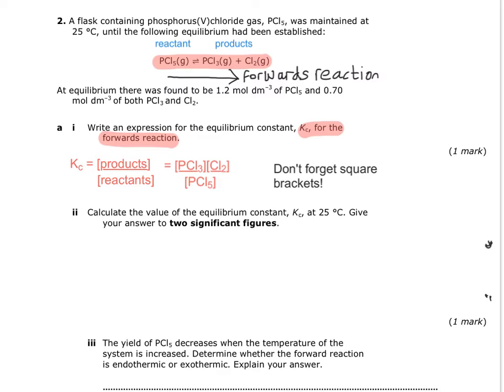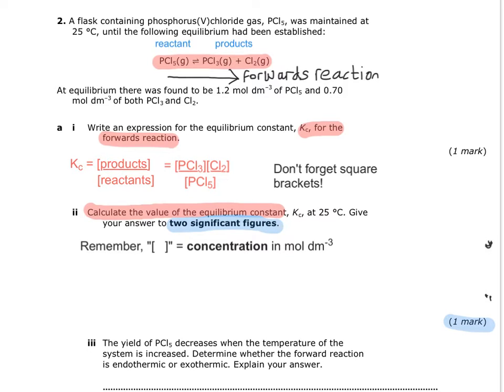So the next thing to do is to put the numbers into that, because what they want us to do is calculate the value of the equilibrium constant Kc. And what's really important also is it's two significant figures. Now bearing in mind it's 1 mark, you either get all of that or none of it. So you need to be quite careful not to just go and calculate it, do a wonderful job of working it out, but then put your calculator value in that has about 4 or 5 decimal places. Make sure it's two significant figures.